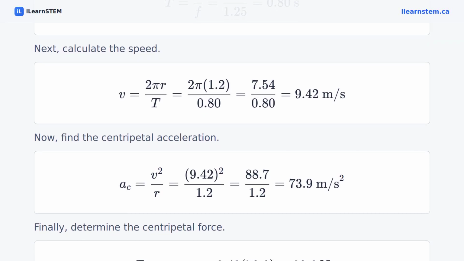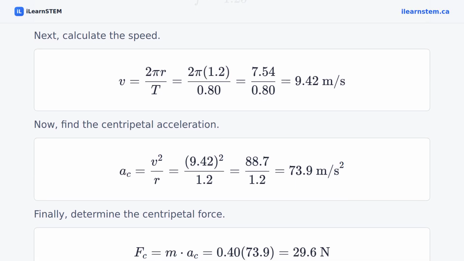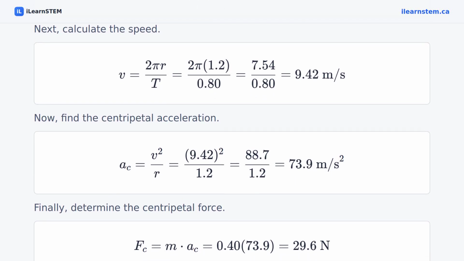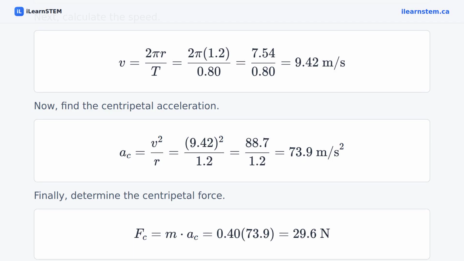So the period is 0.80 seconds, speed is 9.4 meters per second, centripetal acceleration is 74 meters per second squared, and centripetal force is 30 newtons. Remember, in uniform circular motion, period is the reciprocal of frequency, speed is circumference over period, centripetal acceleration is v squared over r, and centripetal force is mass times that acceleration.